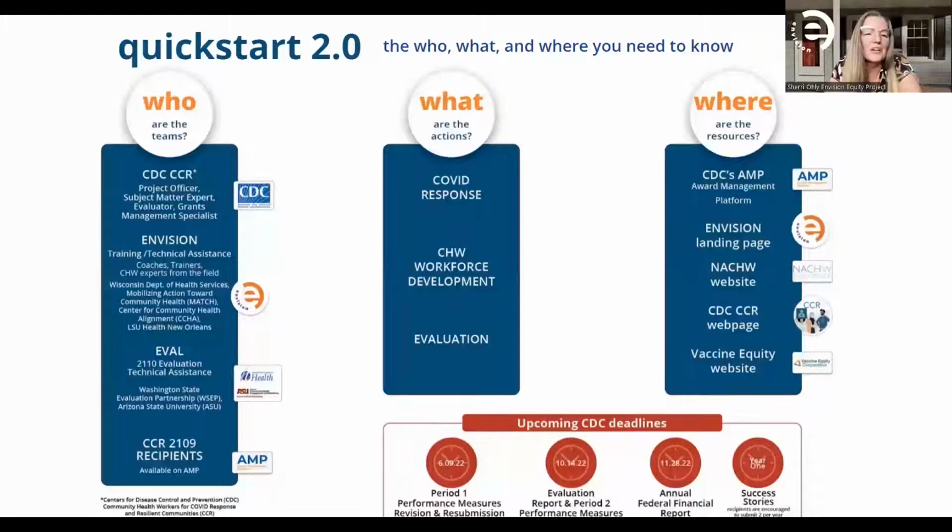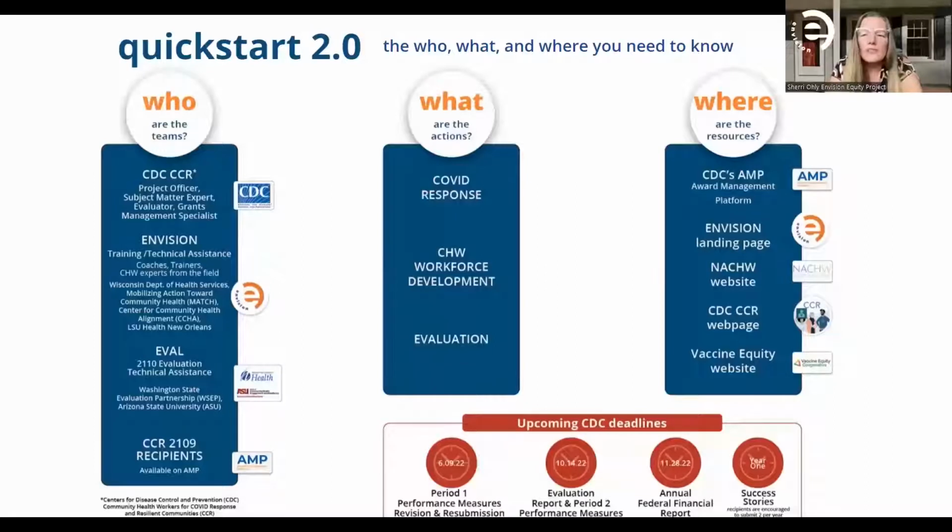So the 2109 recipients are also in AMP and can be found at the link that we shared at the beginning of this session on the CDC CCR webpage.